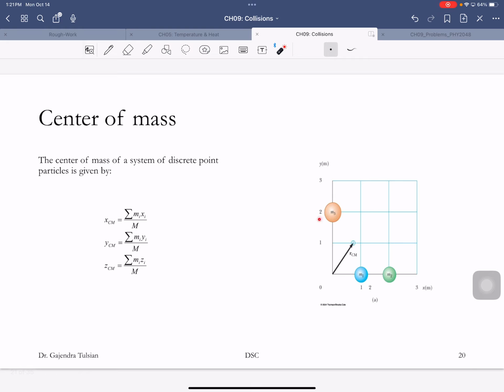The center of mass of an object doesn't have to be within the object. So for these guys, there's the center of mass. So here's an interesting thing, which you may or may not know.